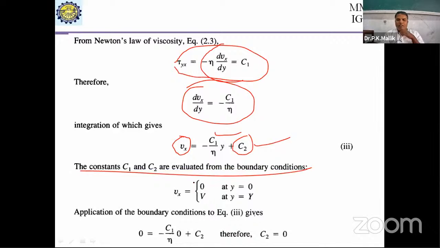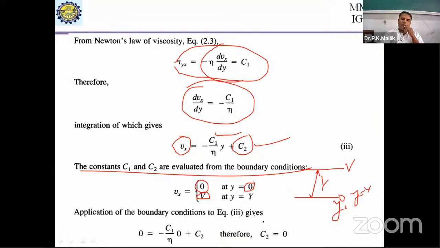So here are the boundary conditions. The velocity is 0 at what? At y is equal to 0. That means the lower plate. The upper plate is moving with the velocity v and the lower plate is stationary. So this is y equal to 0, where the velocity is 0. Where is the velocity v? Then y is equal to capital Y. That is just some distance, I already told. So this is the Y.